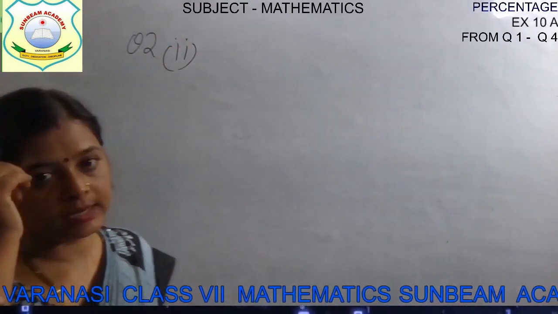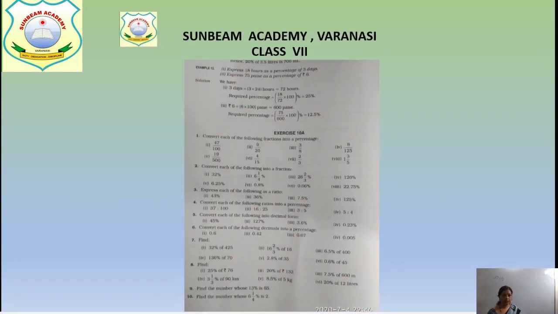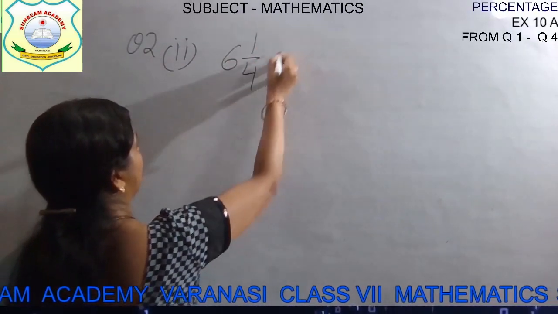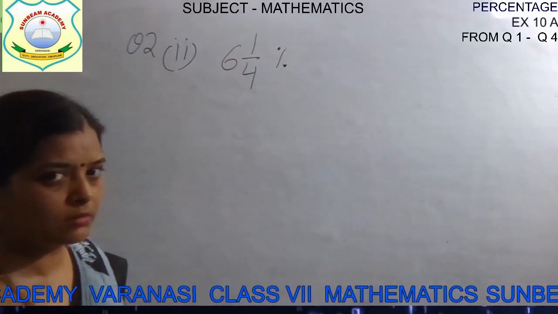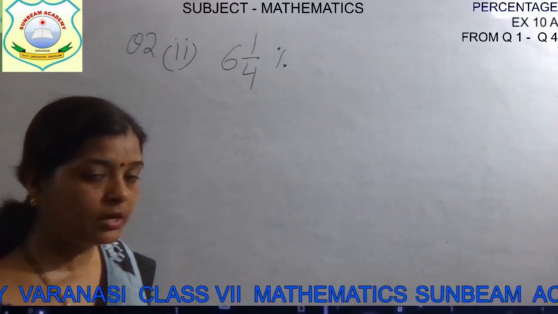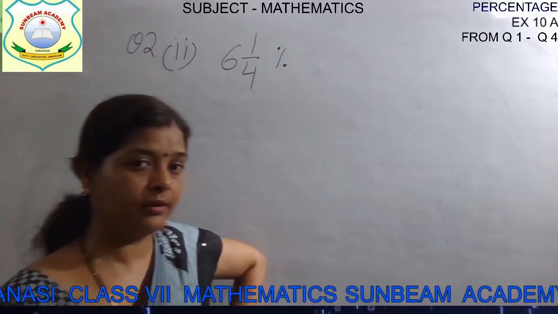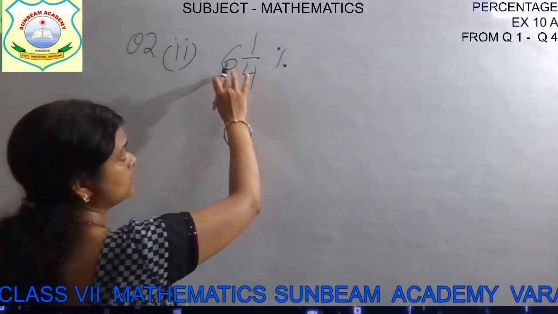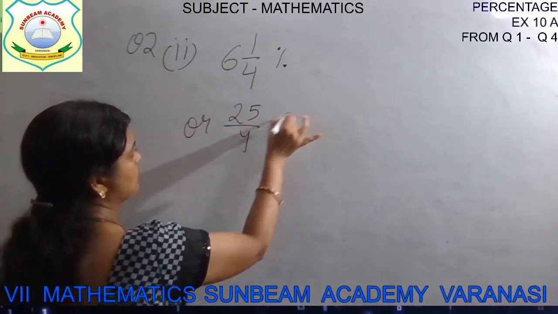Question number 2, second part is 6 whole 1 by 4 percent. It is already in percentage, children. So what will we do in this? We will convert this percentage value into a fraction. Now percentage means out of 100. So first just convert it, children. 6 whole 1 by 4 means 4 6s are 24 plus 1, 25 by 4.